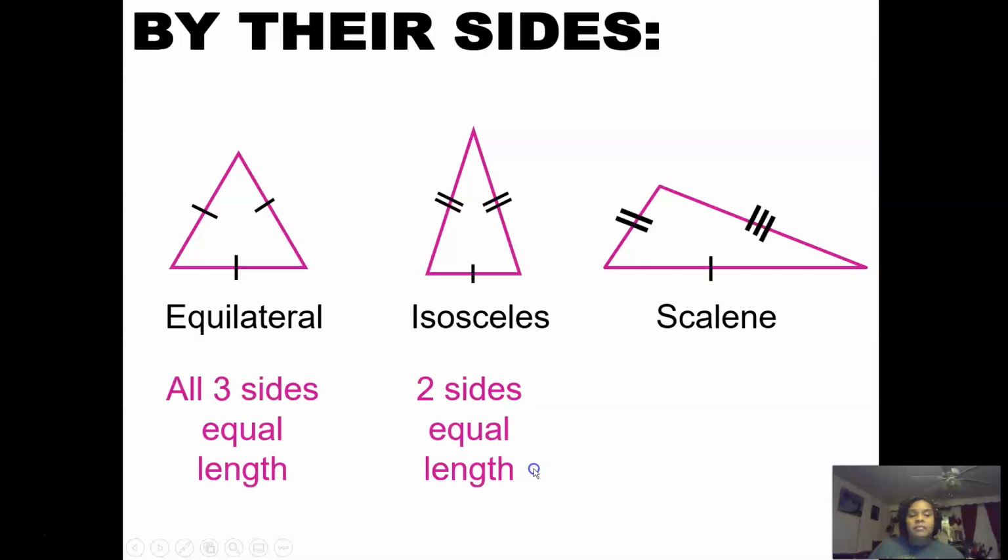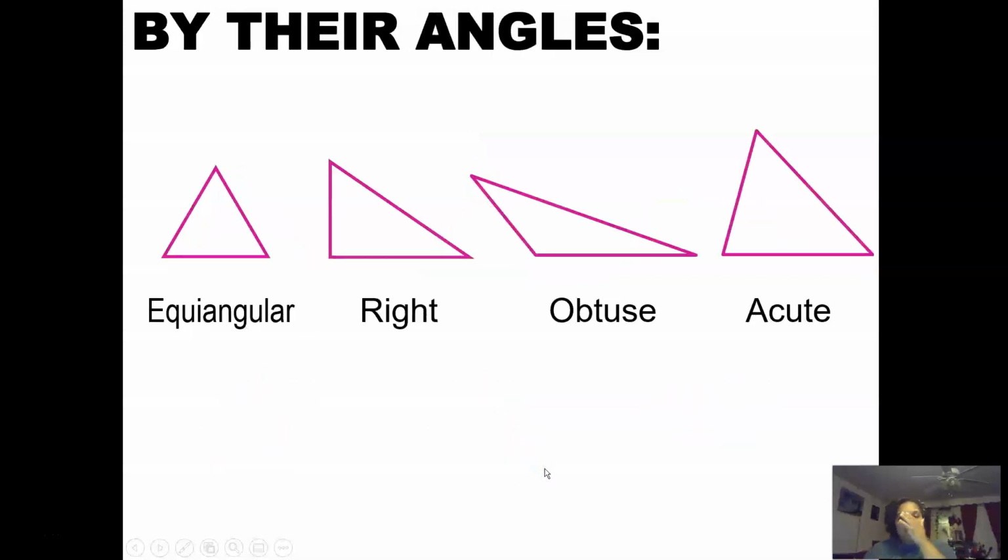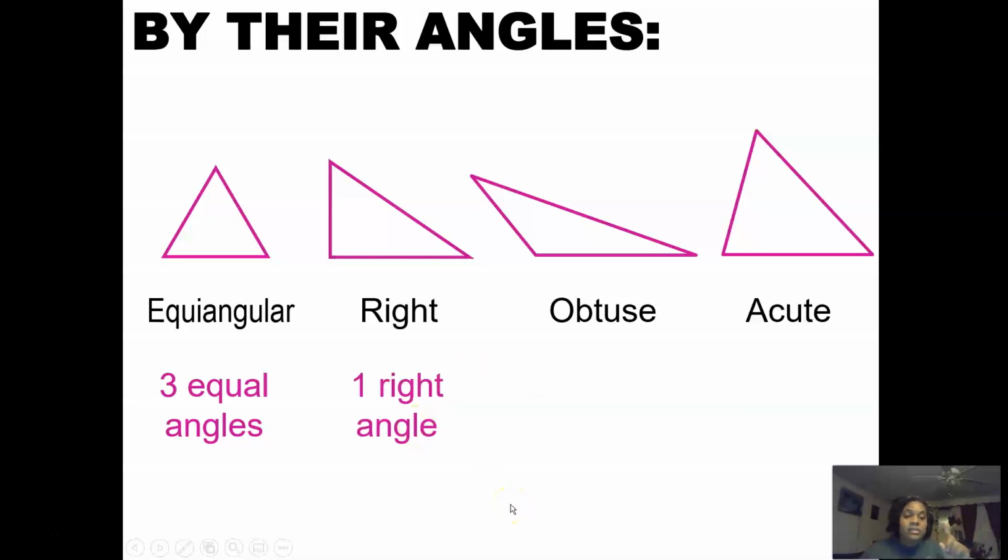Then, to talk about the angles of a triangle, we have the equiangular triangle, in which all three angles are equal. The sum of the angles in a triangle comes up to 180, so if you take 180 and divide it by 3, all the angles inside the triangle are 60 degrees.